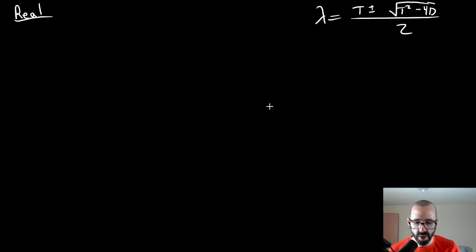And again, let's copy down that our lambda will be t plus or minus the square root of t squared minus 4d, all over 2. That'll be important. So I want to preface this by saying I really would like you to do this analysis, but it's not something I need from you.